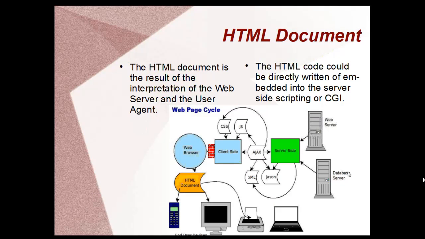HTML document. The HTML document is the result of the interpretation of the web server and the user agent. Actually, the HTML is a bunch of tags that open and close. That used to be in the old days, with HTML 3.2. But then with HTML4, they came into XML with many other features and standardization, stricter standards than HTML 3.2. But then HTML5 is a totally new concept.